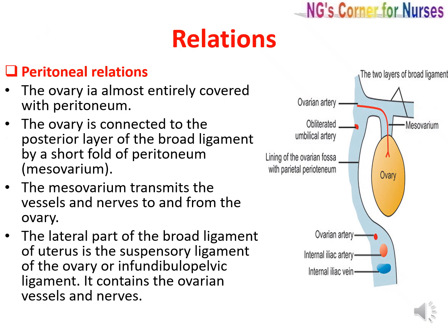Next, coming to relations. There are two relations, peritoneal relations and visceral relations. First is peritoneal relations. The ovary is almost entirely covered with peritoneum. The ovary is connected to the posterior layer of the broad ligament by a short fold of peritoneum which is known as mesovarium. The mesovarium transmits the vessels and nerves to and from the ovary, and the lateral part of the broad ligament of uterus is the suspensory ligament of the ovary or infundibulopelvic ligament. It contains the ovarian vessels and nerves.